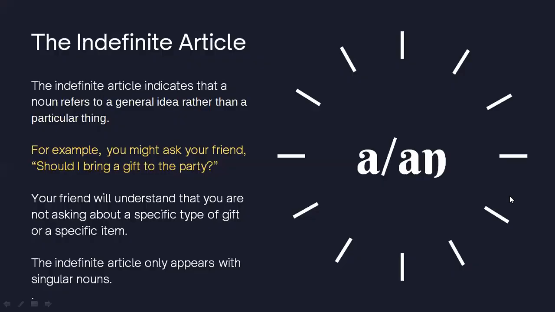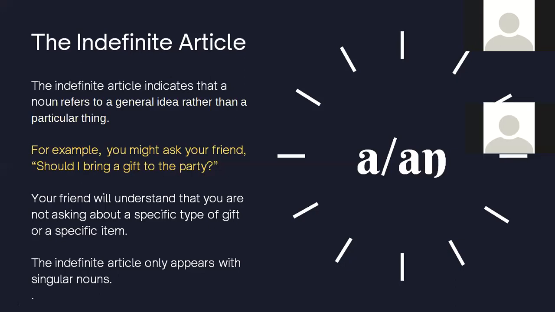Okay, so now we are moving to the second type of article, the indefinite article. So what are these indefinite articles? A and an, right? Now tell me, when can we use an? I know this is a silly question, but I want to see whether you all are clear with that idea. When with vowels.